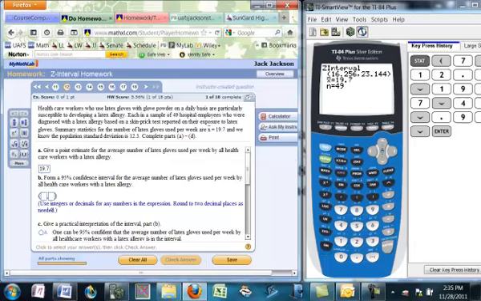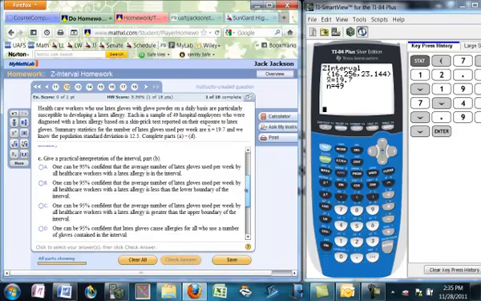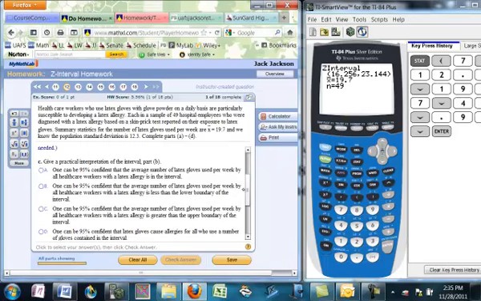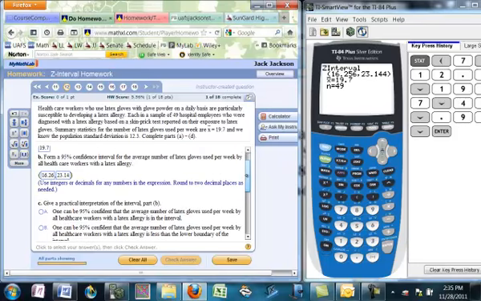Okay, so this was, let's see how far they want us to write. Decimals, 2 places. Okay, so 16.26, and for the upper, 23.14. Okay, what else do we have? Give a practical interpretation. Okay, so this is a 95% confidence interval.